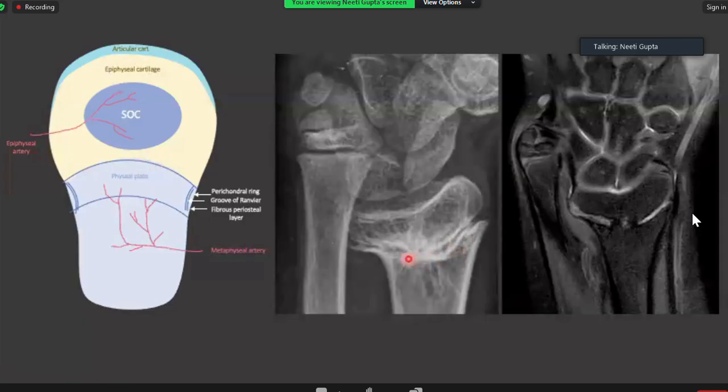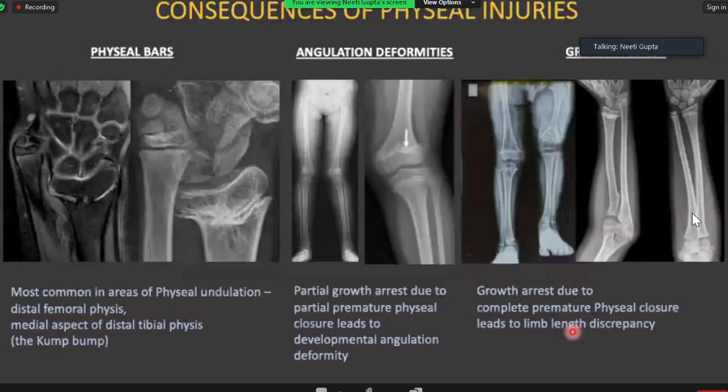Now, this is a classic example of a complication of neglected physeal injury. There is significant growth arrest of the distal radius with transphyseal bridging, as seen on this X-ray as well as MRI, with resultant significant positive ulnar variance. So this is why these physeal injuries need to be addressed and identified in the early stages so as to avoid these significant complications. And these physeal bars can lead to significant angulation and deformities as well as growth arrest, making early detection of these injuries crucial.